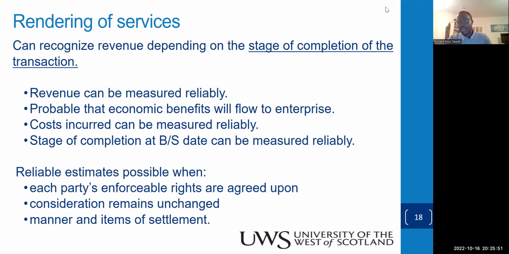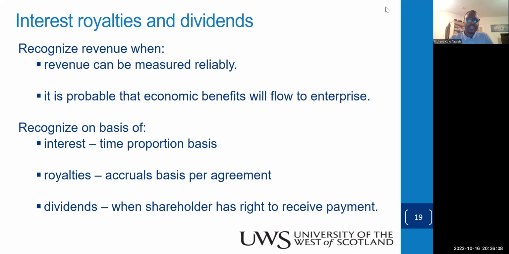And this is what I'm talking about, the 5 stages, but I don't want you to worry your head so much in terms of this stage of completion. You'll not be examined on this IFRS 15, okay? So consideration remains unchanged, and manner and items of settlement are also reliable, okay? I'll leave those ones. Now, sometimes we get interest, we get royalties, we get dividends.